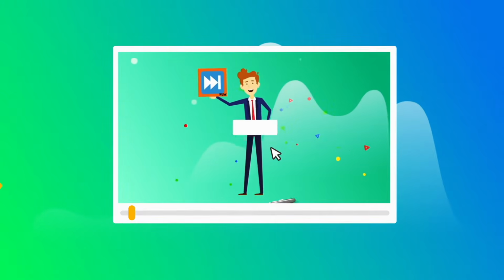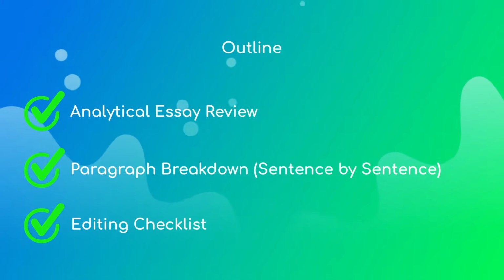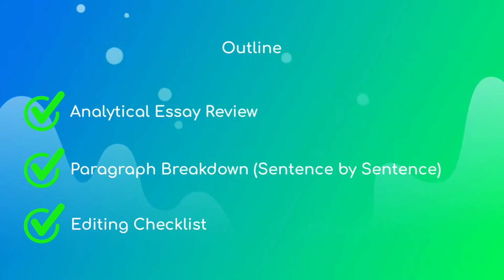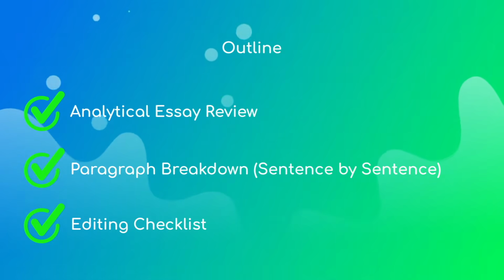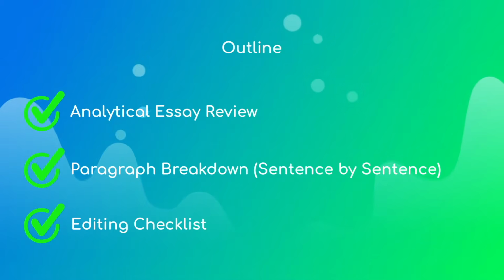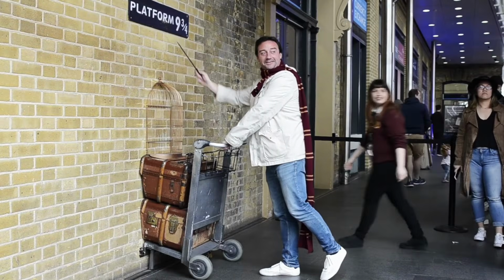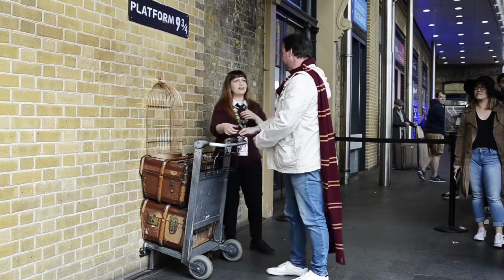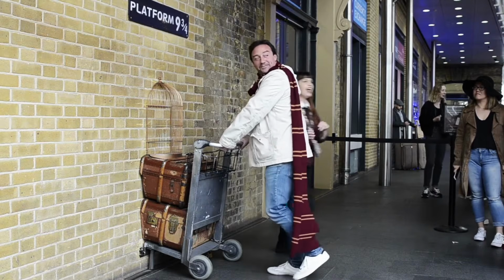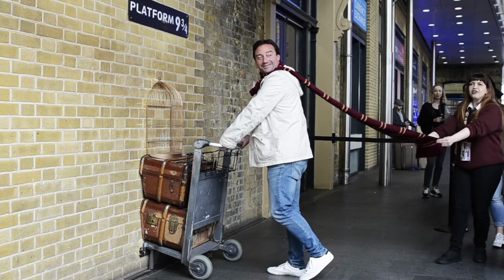Now, it's time to write that essay. This video on analytical essays will be broken up into 3 sections. The first will be a review about analytical essays, the second, a paragraph sentence breakdown, and third, an editing checklist to help you when you are finished writing. Within this video, there will be an example essay used. The topic for the essay was Analyze the themes in Harry Potter and the Philosopher's Stone.